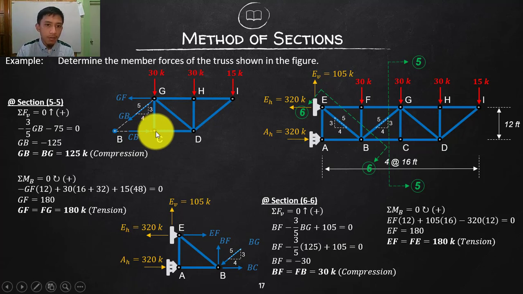Now, if I take summation of forces vertical again, the only vertical forces are the loads and of course the component of this, which is going down, negative 3/5 of GB, and negative 30, 15 is 75.